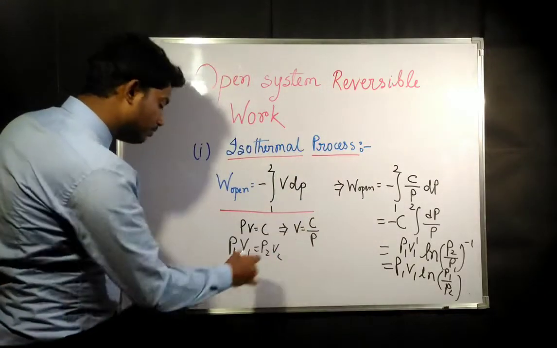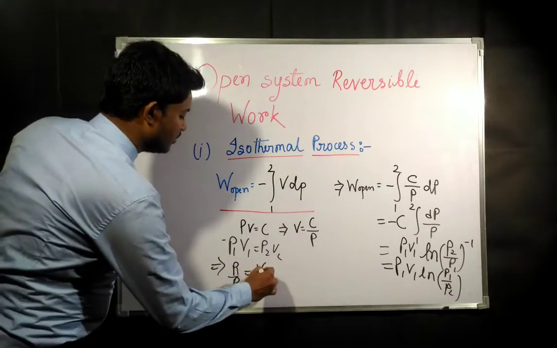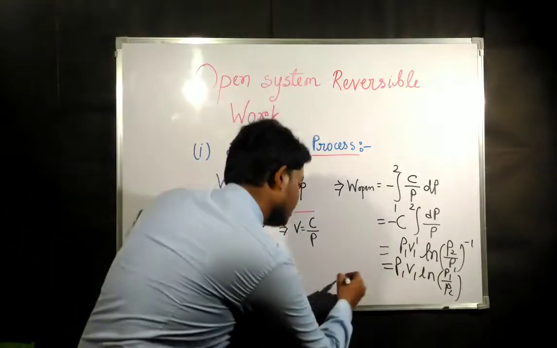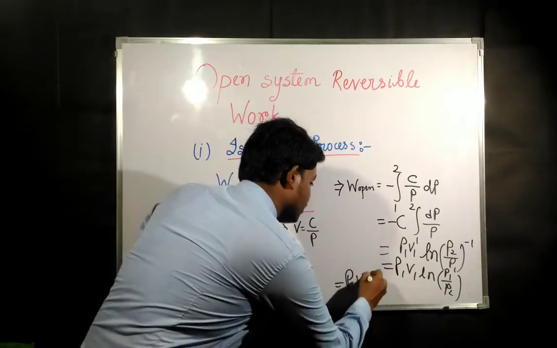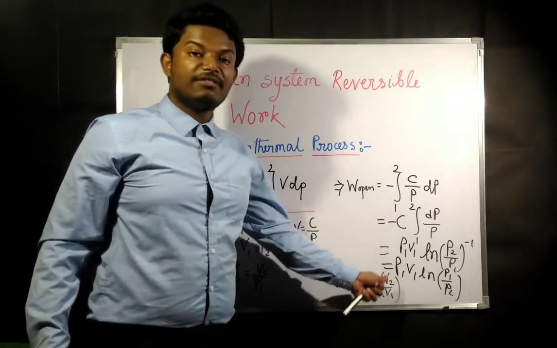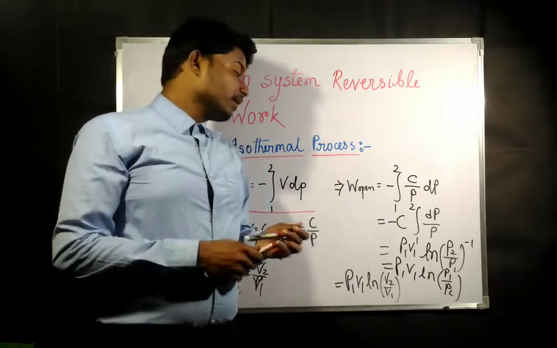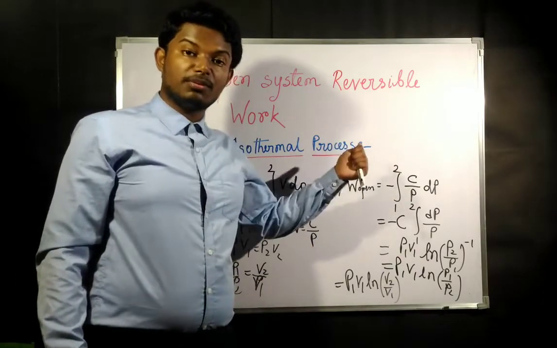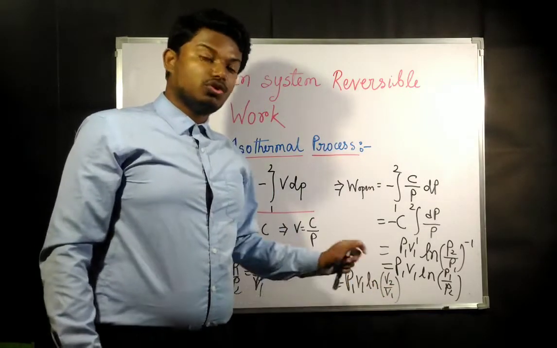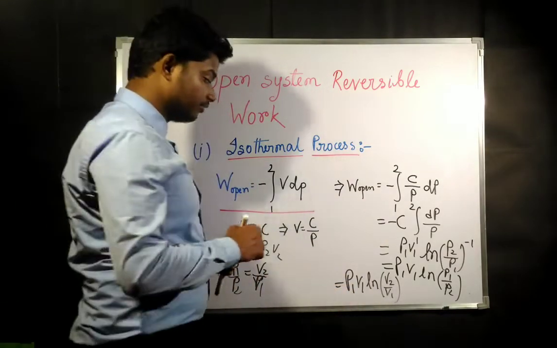Okay, now P1 by P2, from this equation we can write P1 by P2 is equal to V2 by V1. Now if you replace this here, you can write it as P1 V1 ln V2 by V1. That means P1 V1 ln final volume by initial volume. Now if you remember, while deriving the closed system work for the isothermal process, we had also got P1 V1 ln final volume by initial volume. So W open is going to be the same as W closed in case of isothermal process.